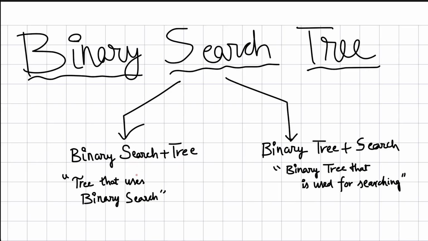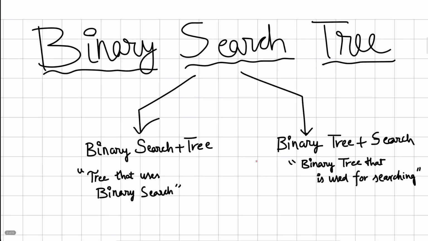Binary search plus tree is just the tree that uses binary search as a base algorithm, or binary tree plus search, or it's like a binary tree that is used for search. Both of these concepts boil down to the same thing, which you'll understand at the end of this video. And this will help you to understand the concept very clearly, even though the intuition of this video is going to be enough for you to actually grasp the concepts.